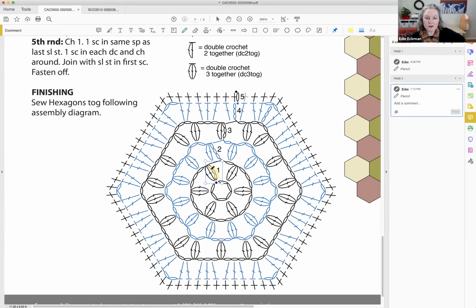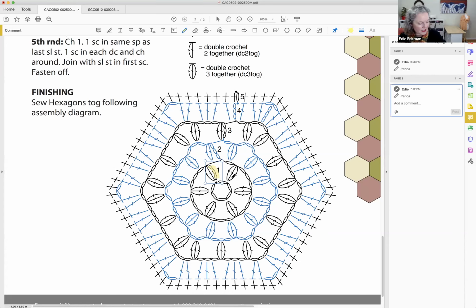So as a right-hander, I'm going to go around and work in this direction. All of those clusters are worked into that beginning chain space, right into the ring. And I can look at this. I don't have to be a slave to the pattern because I can see I have 1, 2, 3, 4, 5 clusters.